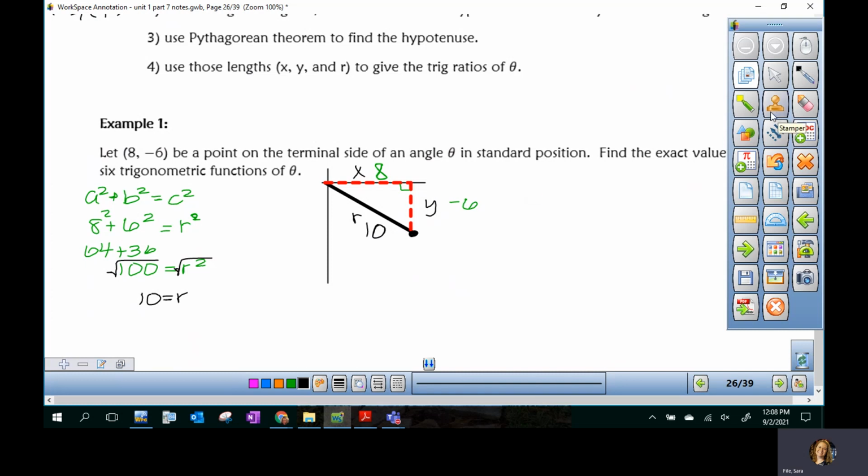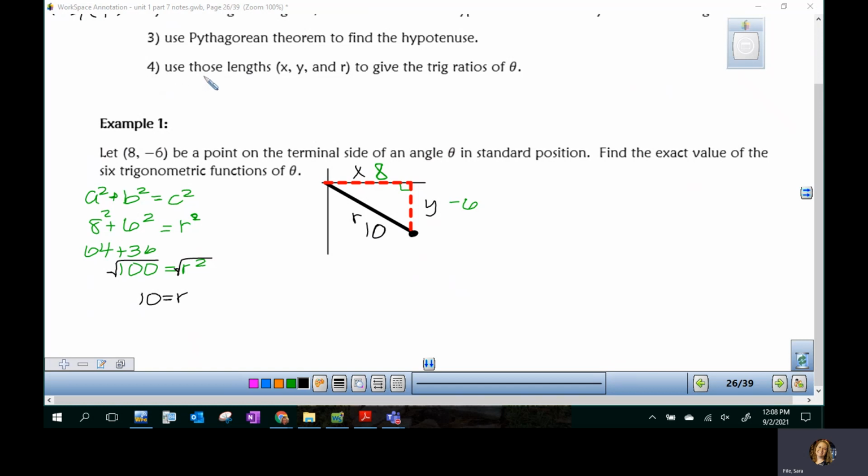So now I have all 3 sides, X, Y, and R, and I'm ready to do step 4, which is to use those lengths, X, Y, and R, to give our 6 trig ratios. So I'm going to write out the 6 trig ratios: sine, cosine, tangent. I'm going to start with those 3, get those done, and then I'll do the reciprocals. If it is helpful to you to write the ratios just off to the side until you get the hang of it, you can. Sine is y over r, cosine is x over r, and tangent is y over x.